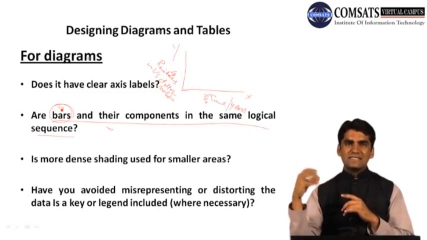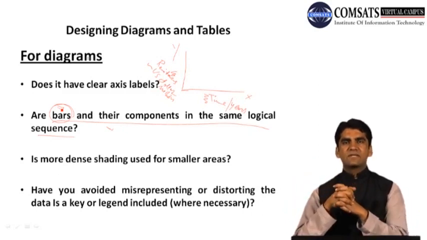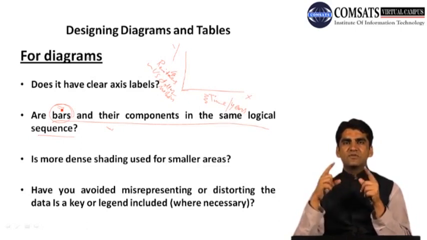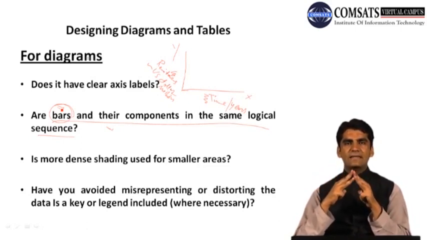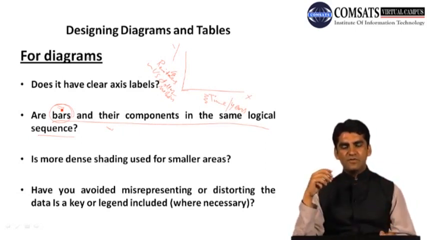You have to see shading also. If you do shading, like for example I use the colors, are they comparable? Are you easily understanding them? So it was green, blue and red, and they were very distinct. You can easily understand them. Have you avoided misrepresenting or distorting the data? Is a key or legend included where necessary?